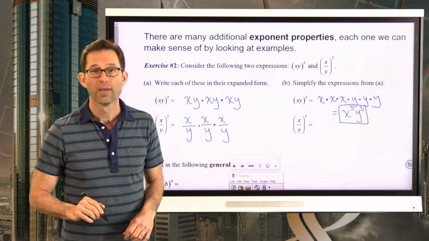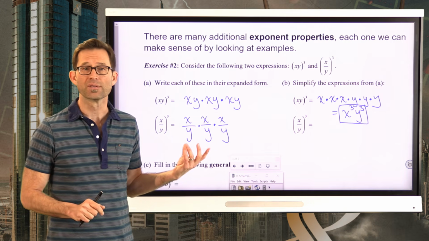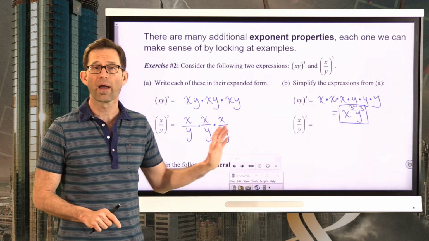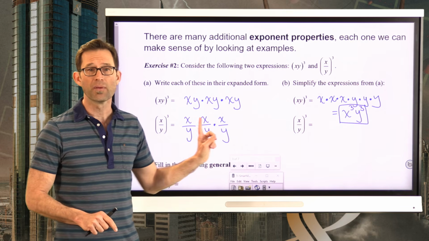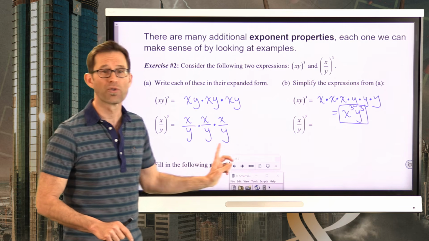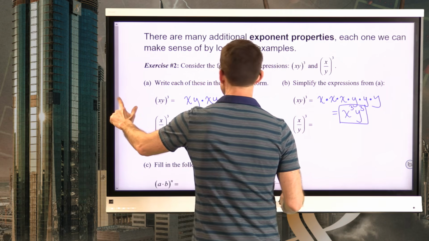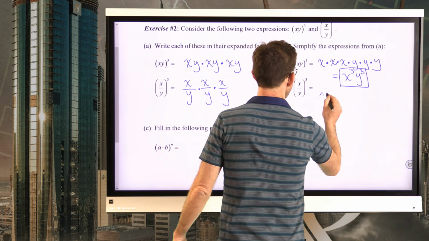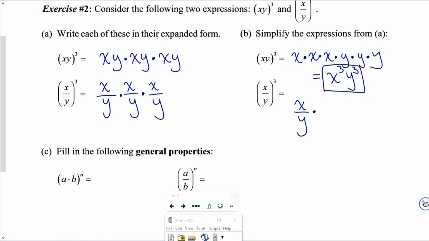Now, when we've got fractions like this, that's even easier, because when we multiply 3 fractions together, we simply multiply all of their numerators and we multiply all their denominators. So x divided by y to the 3rd is x divided by y times x divided by y times x divided by y, which is really x times x times x divided by y times y times y, and that's x to the third divided by y to the third.